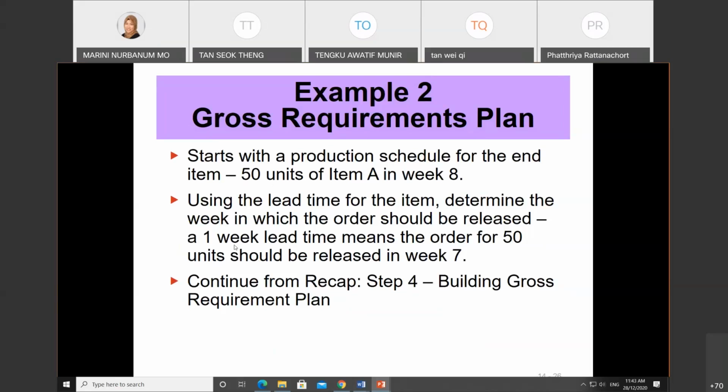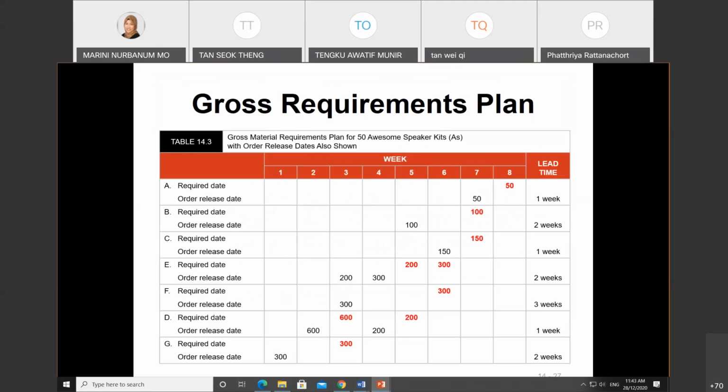Okay, then the lead time information is given. Okay, so they give an example here for item A. If the lead time is 1, it means that you need to release the order. Release the order means you will be saying to the production system, we need to start making it in week 7. So that's what order release is. You release the order into the system saying, system, hello, can you please start making item A in week 7 so that it will be ready in week 8. How many units you need? 50. Okay, so we move on to see how the gross requirements plan looks like.